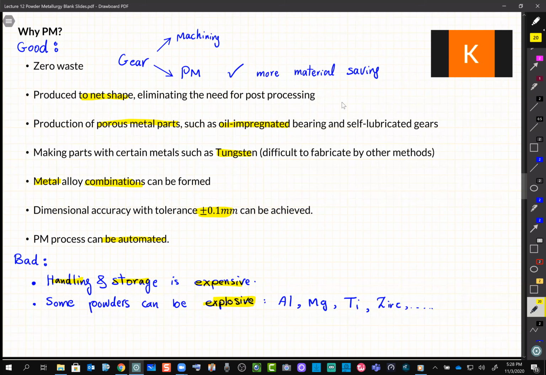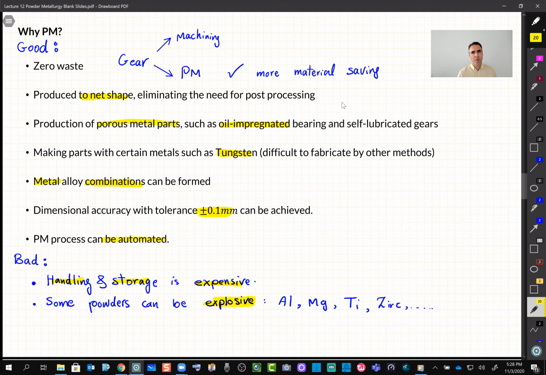Excuse me, shouldn't we say also size is limiting? In this case, it would be a bad thing. The size, what do you mean? The size of the part? Yes. Of course, they are, thanks Kutan. So with powder metallurgy, we are limited to smaller parts.